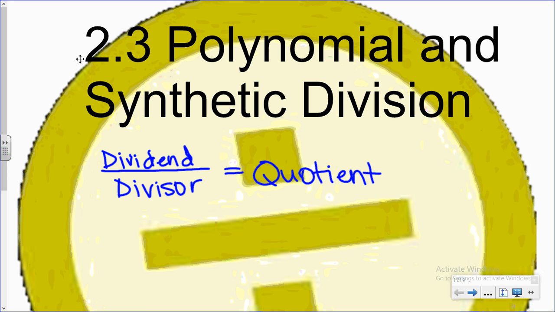Now, it is possible that your divisor does not divide evenly. In that case, we get a remainder. And what do we do with the remainder? Add it on the end. We add it on the end over the divisor.